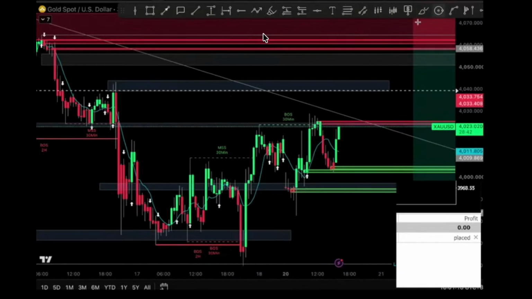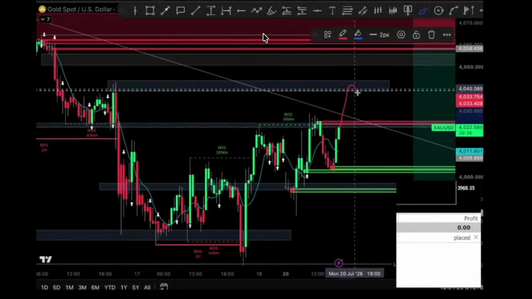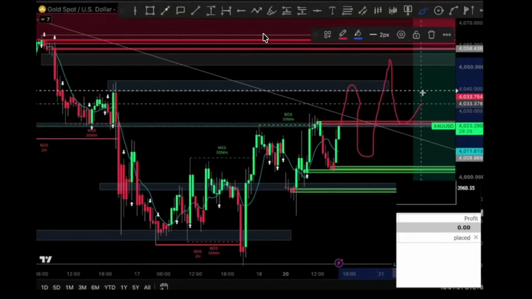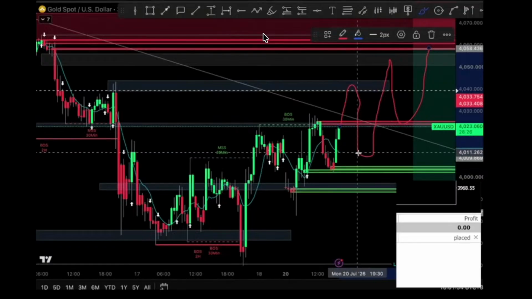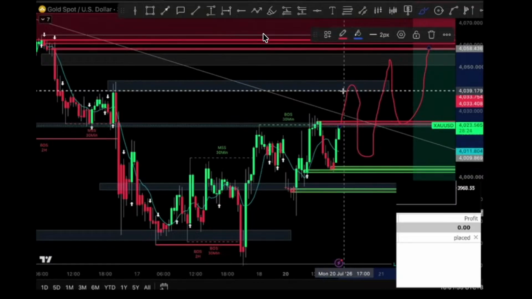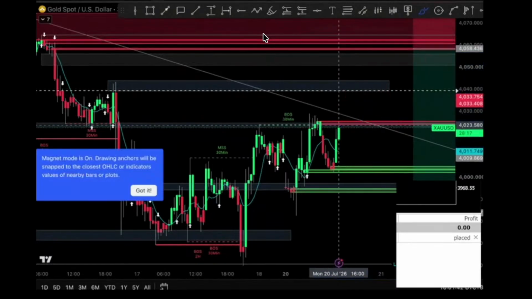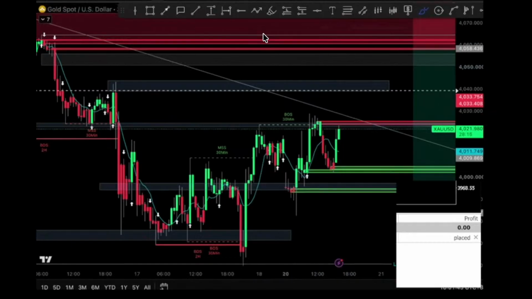If for example price pushes here, then comes back down around here, maybe it can build something like this. So we could potentially look for sells over here and buys over here and target the previous high. So we need to monitor a little bit, but we can basically trade both sides, with caution of course.